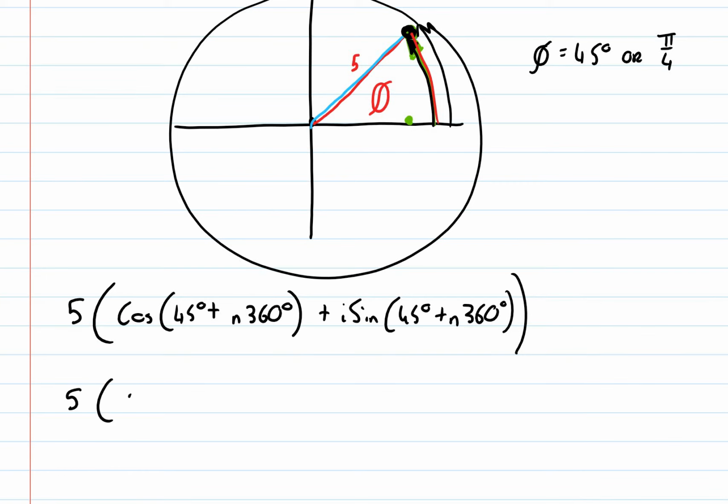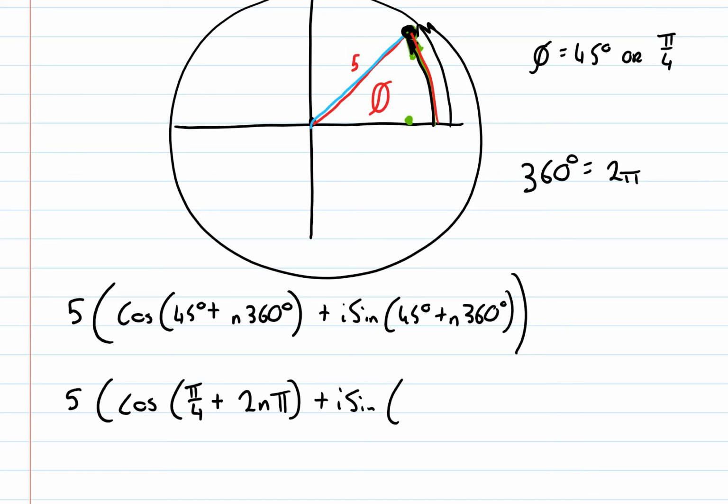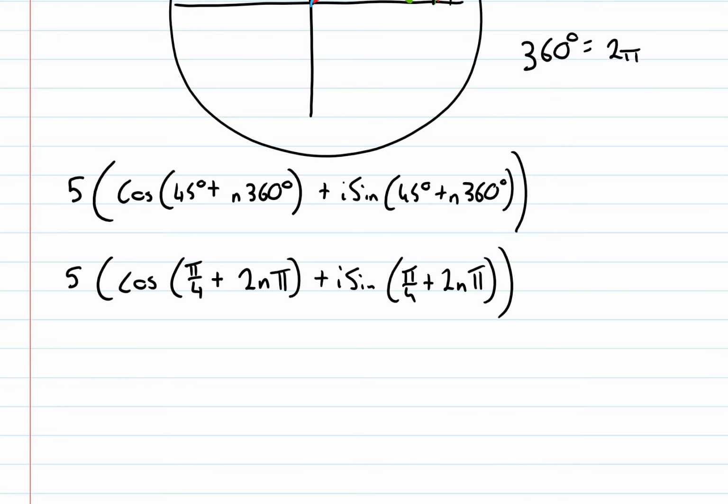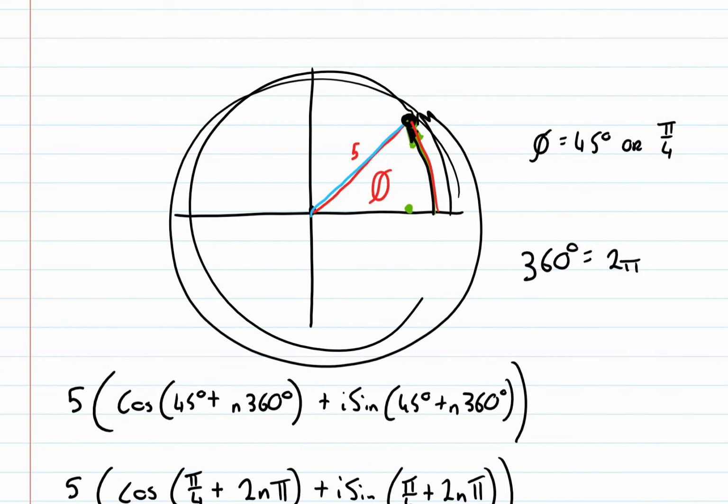If I'm looking at it in radians, the same principle applies. 45 degrees in radians is pi over 4. And 360 degrees in radians is 2 pi radians. And the way we write it is 2n pi. We could say, if you wanted, it's no difference, n 2 pi, okay? But generally we say cos of pi over 4 plus 2n pi, plus i sine of pi over 4 plus 2n pi. And again, however many times we want to go around, we just substitute these n's with that amount of times that we decide to go to this complex number and then go around.